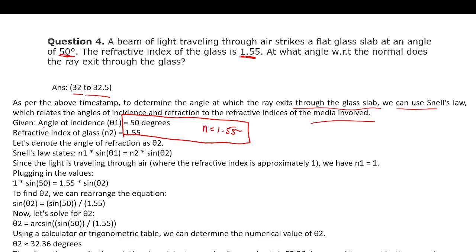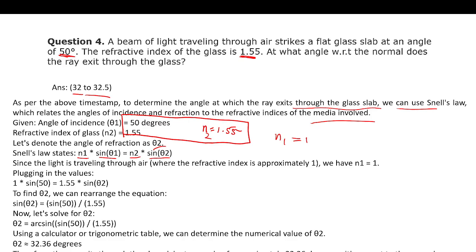First, the angle of incidence theta 1 is given as 50 degree, and the refractive index of the glass is n2, and here n1 is approximately 1. I'm sorry for my writing, I'm writing on this screen so not able to write properly. Let's denote the angle of refraction as theta 2. Snell's law states n1 sine theta 1 is equal to n2 sine theta 2.